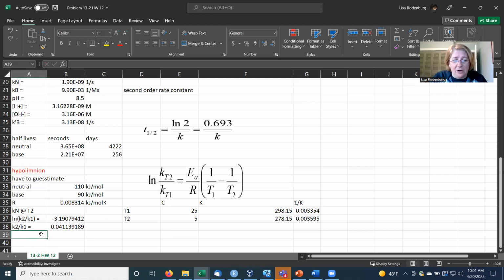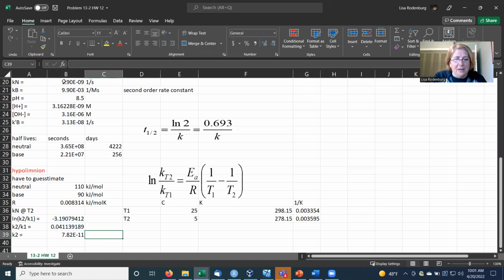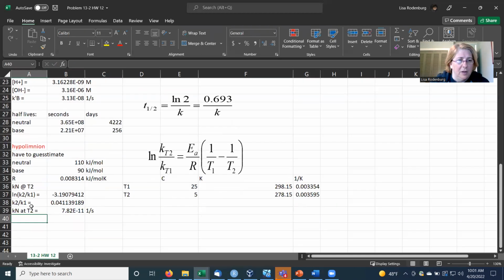So if that's K2 over K1, then K2 equals that times K1, which is up here. Here's my neutral K at temperature 1. And again, same units, 1 over seconds. All right, so there's my K. I should be careful to call this Kn at T2. So that's important. Let's make that yellow.